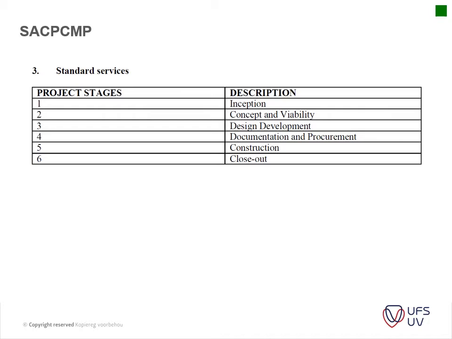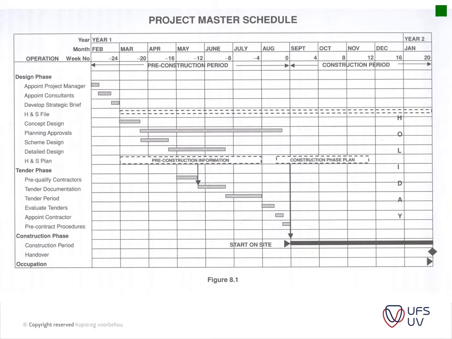And then I just highlighted the different stages. You will see something interesting. The extract here shows the SACPCMP, so that's the Council for Construction Project Managers, and you will see it's exactly the same as the QS and Architects stages. So interesting to note.